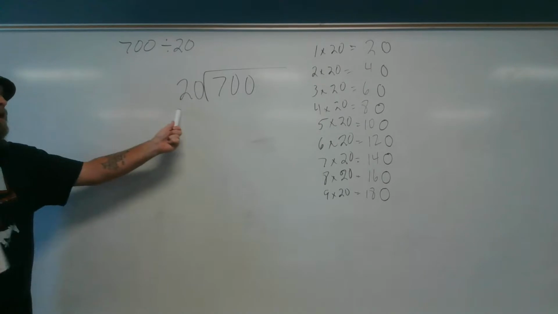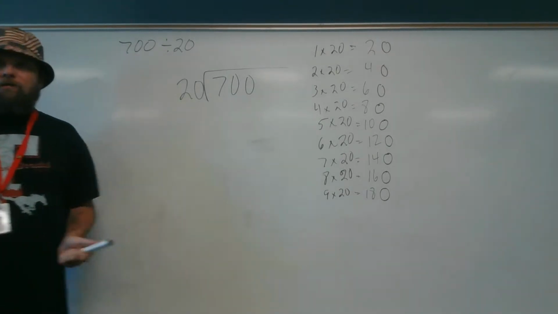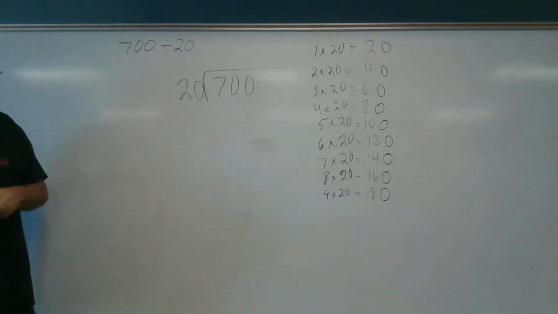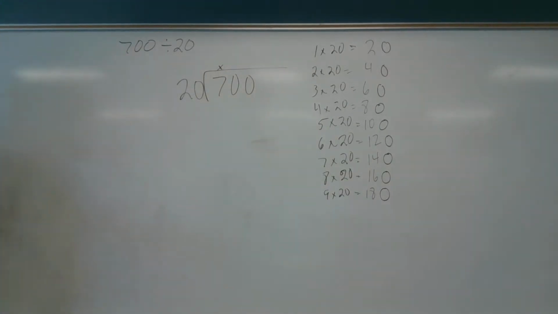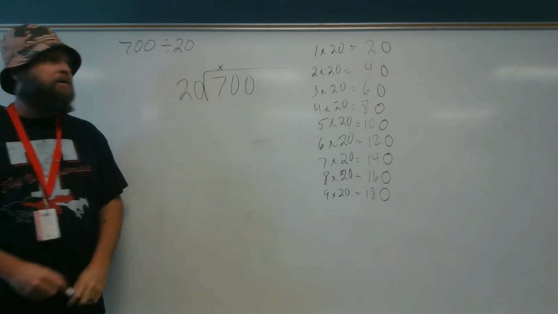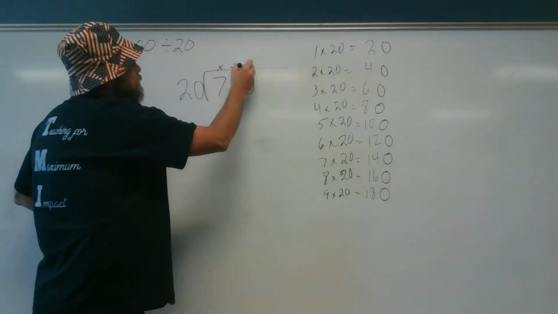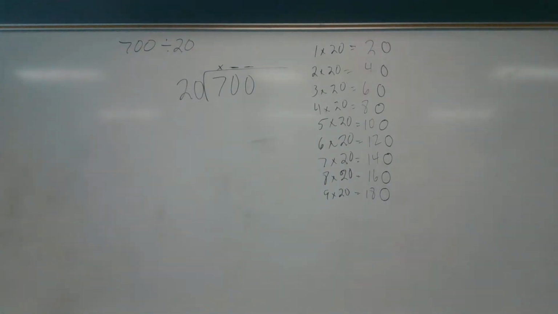Trent, does 20 go into 7? No, because 20 is too big to go into 7 when we're only using whole numbers here. So now Trent, does 20 go into 70? Yes. So I'm going to have a number in the tens place and a number in the ones place, Trent.